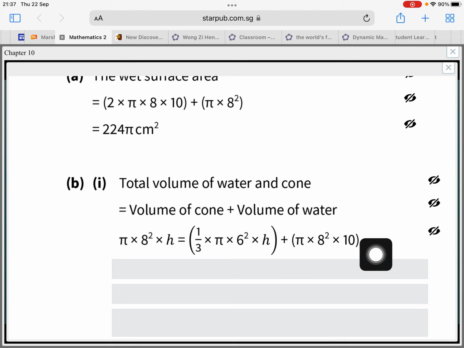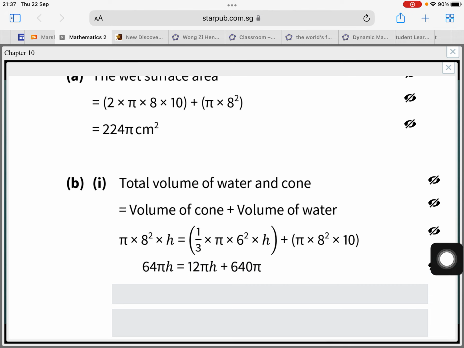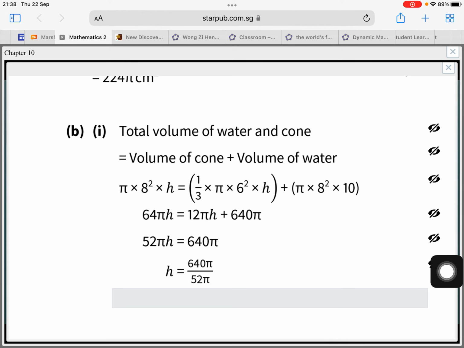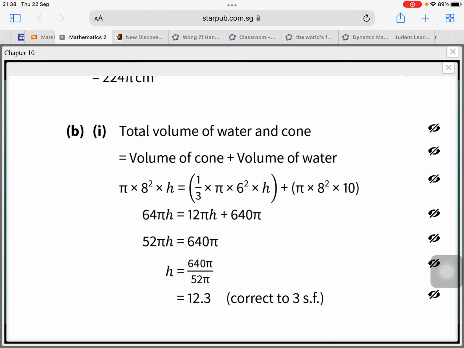You need to solve for h. So you do some simplification. Okay, expand this out, keep things in pi h. So all the pi h will go on to one side. Then you take 52 pi to divide on both sides. So h is 640 pi divided by 52 pi. Okay, we should get about 12.3.